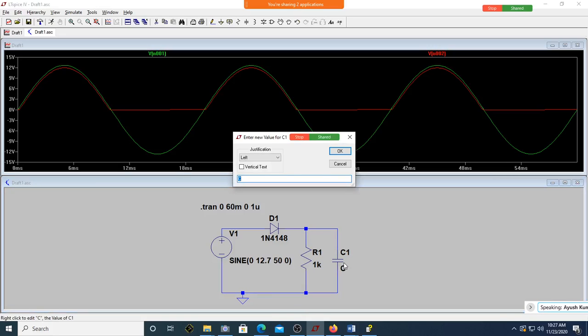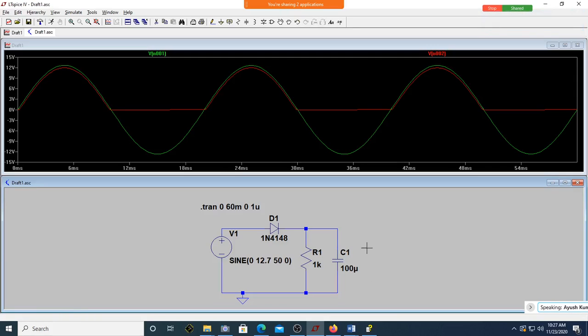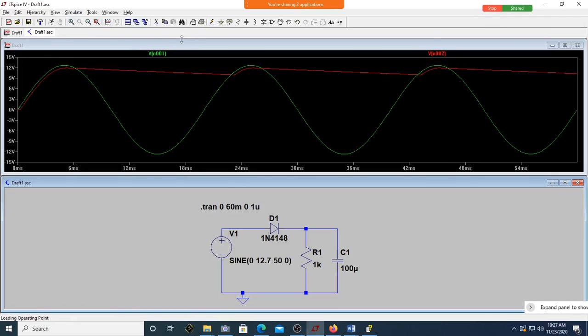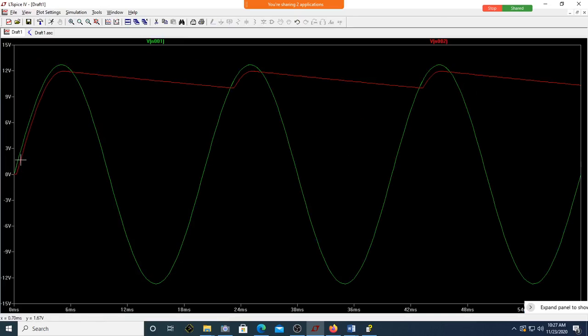Now let me put a capacitor. How much value shall I put? Can somebody tell? 100 micro, sir. 100 microfarads. Now run it and see how it happens. Only for the initial cycle it charges, and then it goes to maximum. It's coming down again. You can see this is your discharge period.